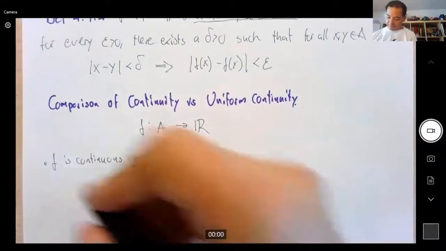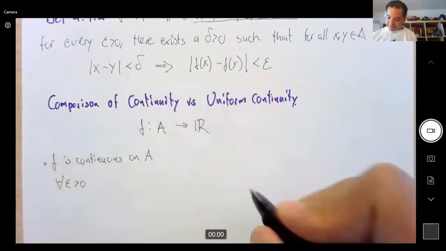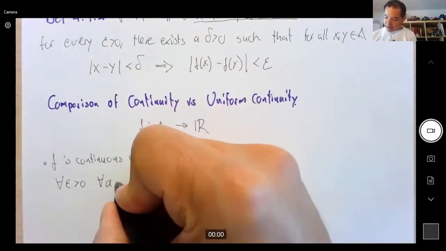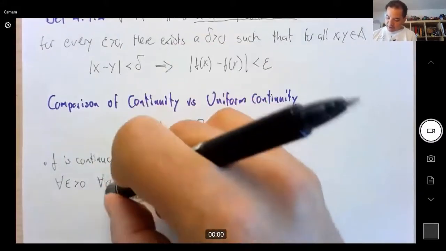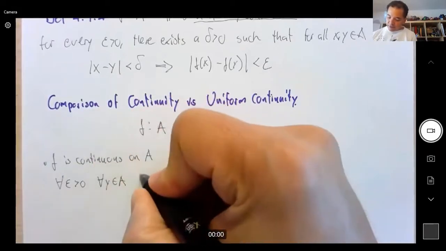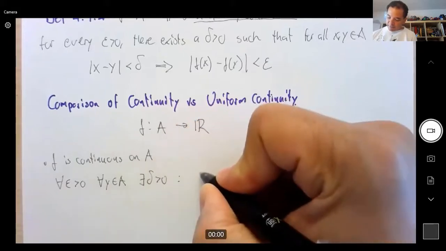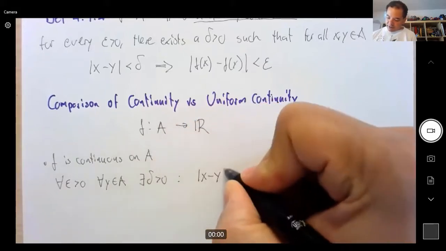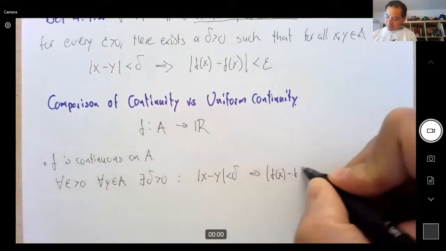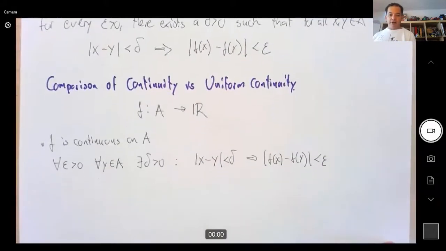It means for every epsilon and for every point in A, for every little x in little y in A, let me use, there exists a delta such that if x minus y is less than delta, then f of x minus f of y is less than epsilon. That is regular continuity.